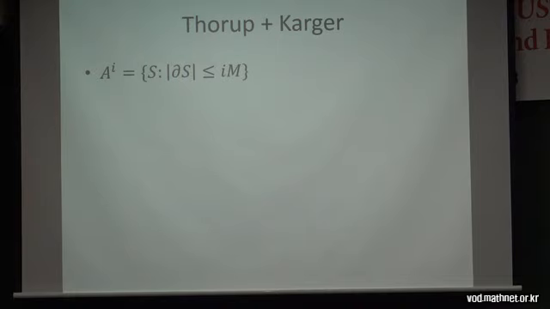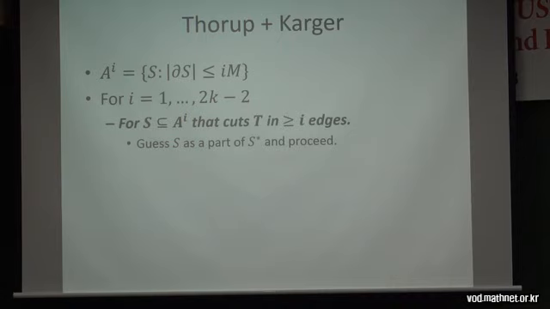And now let me throw out a completely bizarre idea. I don't know, it's not clear why it's correct, but let me define A_i to be the family of S such that the boundary of S is at most i times M. So i will be some number, and M was this quantity, opt divided by 2k minus 2, same as before. So for every i from 1 to 2k minus 2, we're going to consider S, but the only difference is the choice of S.